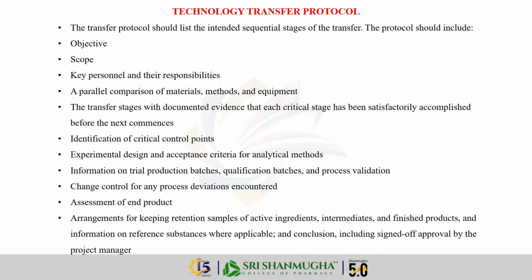the transfer stages with documented evidence that each critical stage has been satisfactorily accomplished before the next commences, and identification of critical control points, experimental design, and acceptance criteria for analytical methods, information on trial product batches, qualifying batches, and process validation, change control for any process deviations encountered, assessment of end product, arrangements for keeping retention samples of active ingredients, intermediates, and finished products, and information on reference substance where applicable. And conclusion including signed off approval by the project manager.